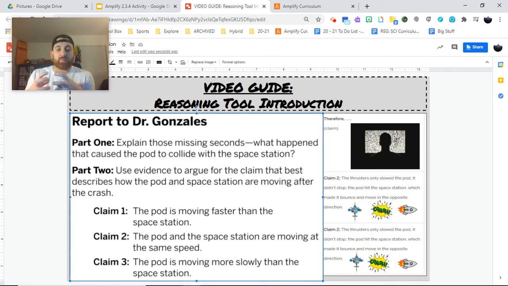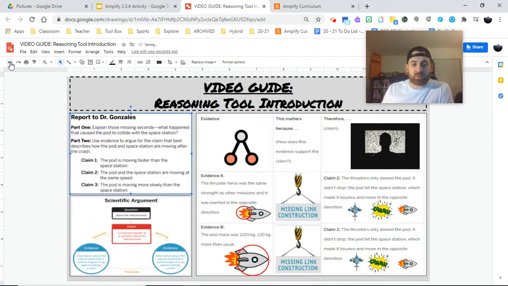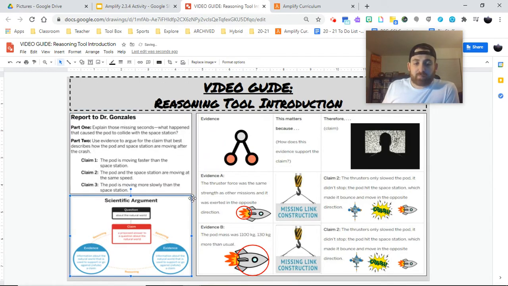Now, we are going to be answering this big question: what happened that caused the pod to collide with the space station? I know it's been a while since we've talked about claims. But if you remember, we talked about how claim 2 was probably the most logical claim for what was happening up in space, that the thrusters only slowed the pod, it didn't stop it. And then the pod hit the station, which made it bounce back and move in the opposite direction. So we're really going to focus on explaining what happened to cause the pod to collide with the station in the first place, okay? And we're going to be creating a scientific argument here in order to explain it.